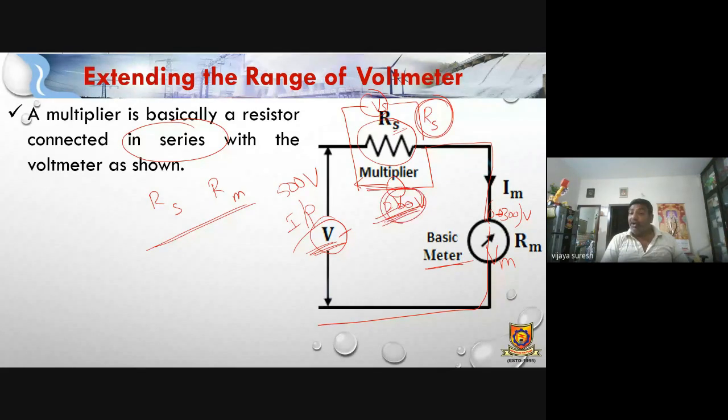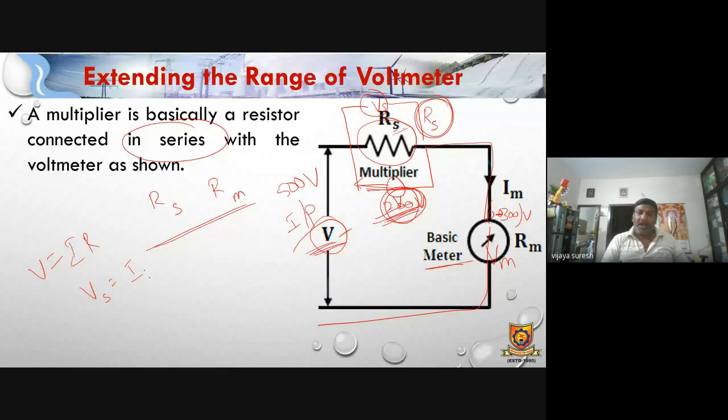Okay, more amount of drop, because voltage drop is nothing but I into R, V equal to IR. So the drop across the series resistor Vs equals the current flowing through the circuit, which is the same because it is a series circuit.